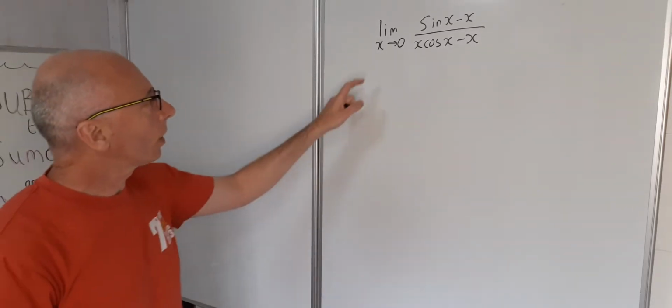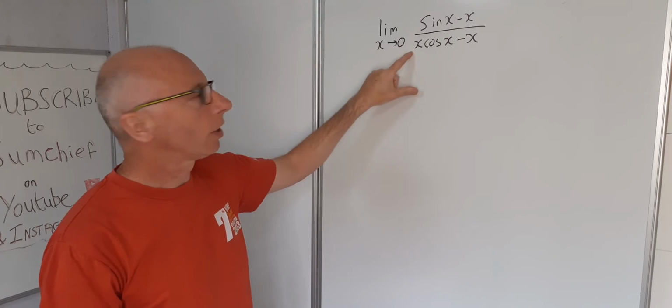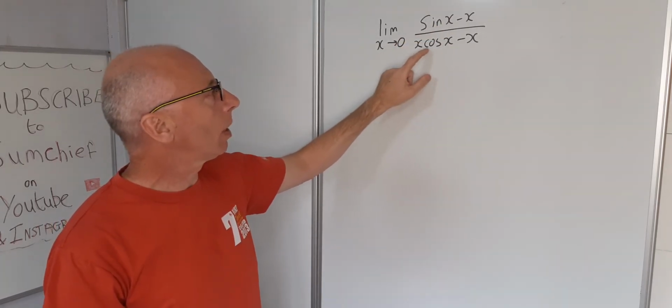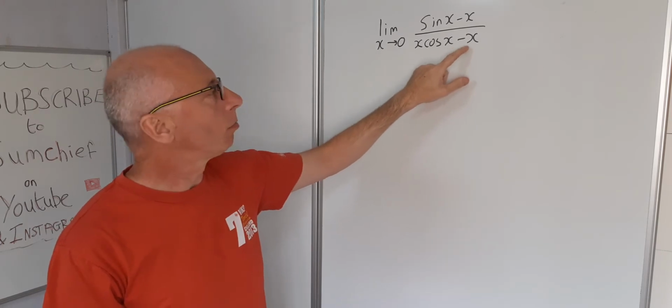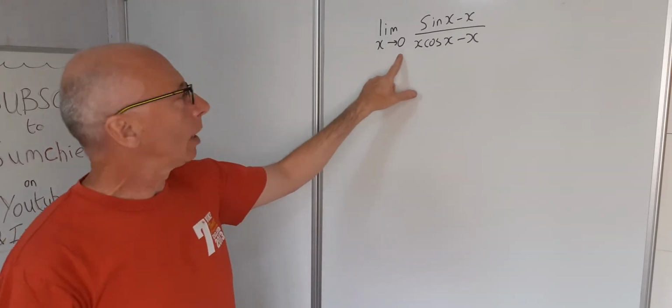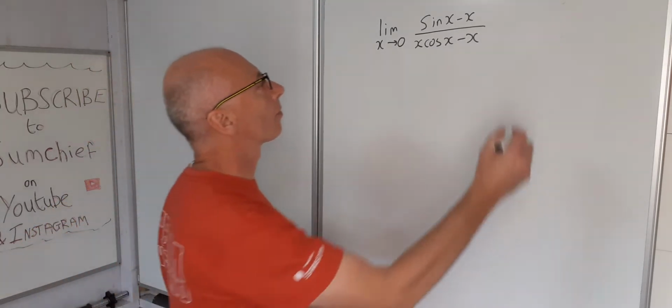Okay, so we've got a question here. Find the limit as x approaches 0 of this function: (sine of x minus x) divided by (x cosine x minus x). Let's go straight away, plug in x equals 0 into here, see what happens.